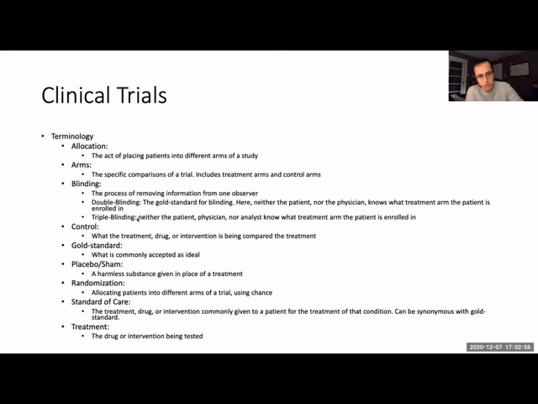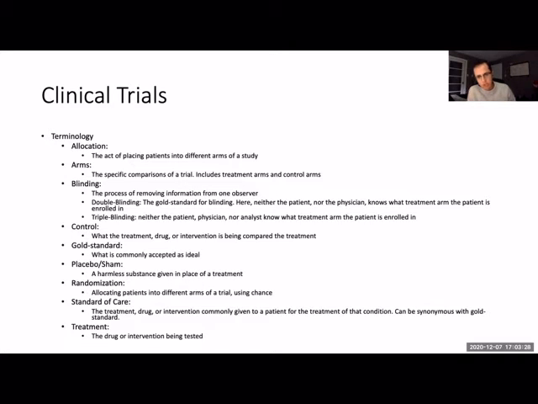We can also have triple blinding, where neither the patient, the physician, nor the people analyzing the data knows whether the patient is enrolled in the control arm or the treatment arm. Control is what treatment, drug, or intervention is being compared to the treatment. The gold standard is usually what's commonly accepted as ideal. So the gold standard for a particular cancer treatment might be chemotherapy or it might be radiotherapy. The placebo or sham would be a harmless substance that's given in place of a treatment.